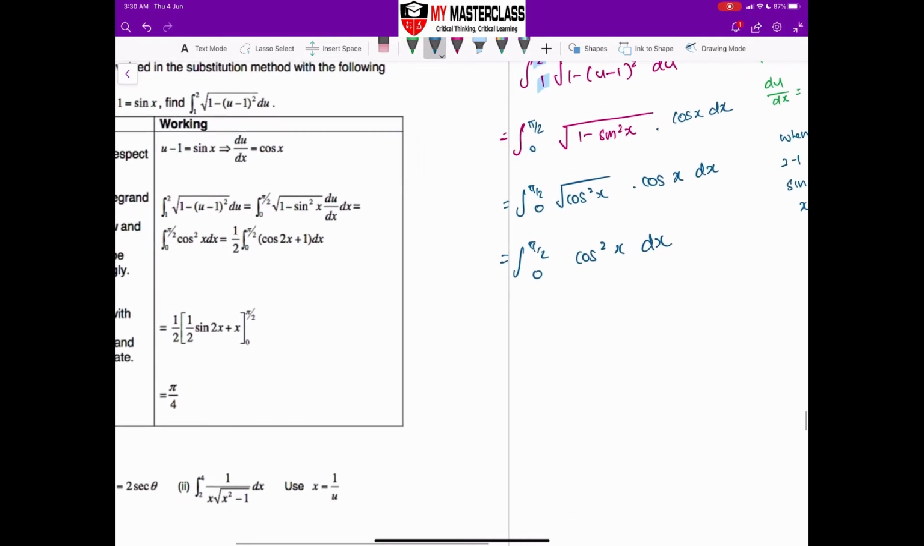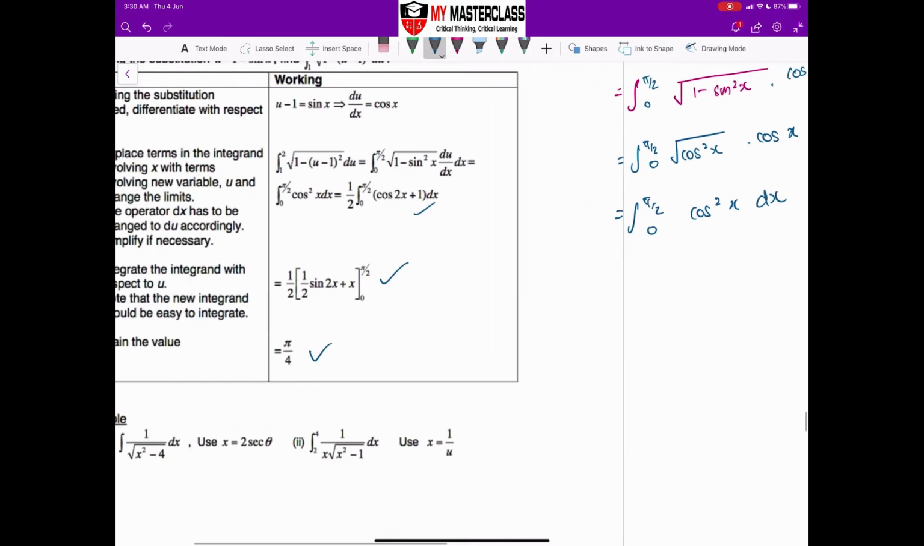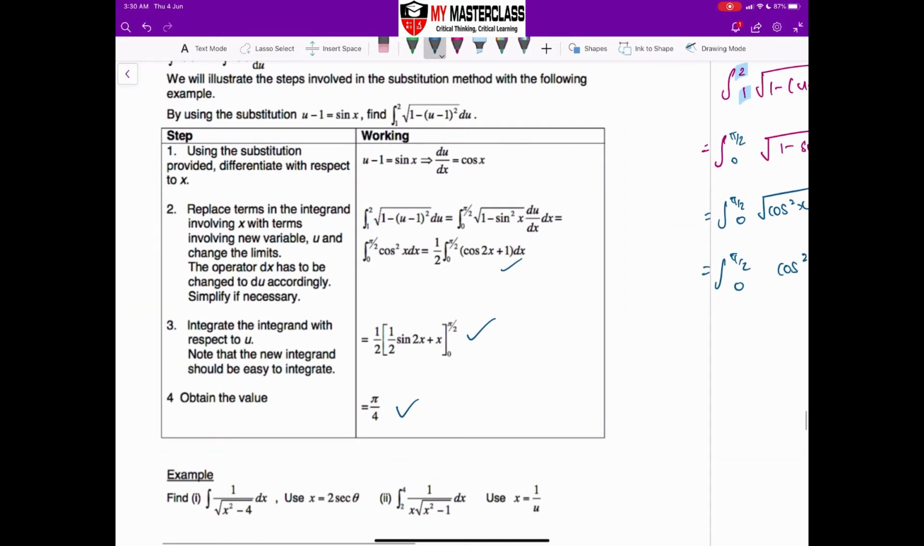So to integrate cosine square x, you have to change the formula using MF26 to (cosine 2x plus 1) over 2. Then from there, go ahead and integrate accordingly to get you pi over 4. Okay, so that's the clear example in this table here.